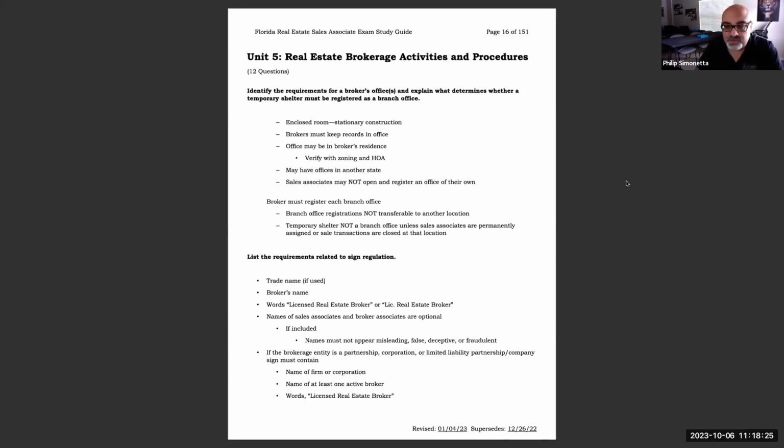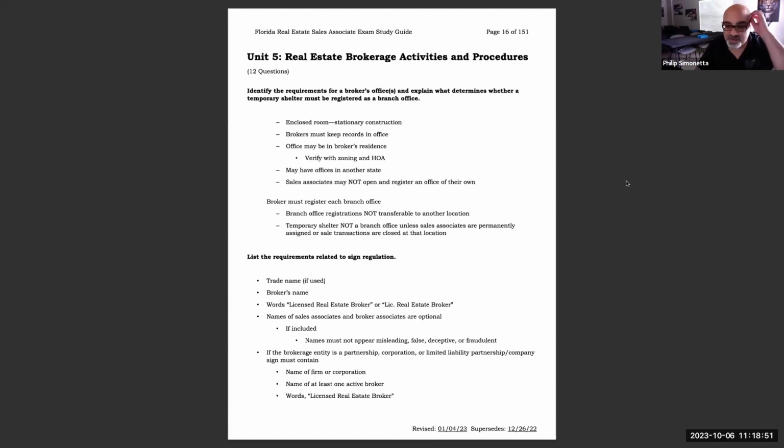Okay. So if somebody's a sole proprietor and they're using a trade name, the sign must have the trade name, if there's one used, the broker's name, and the words licensed real estate broker or LIC period real estate broker. The names of the sales associates and broker associates are optional. If they're included, the names must not appear misleading, false, deceptive, or fraudulent.